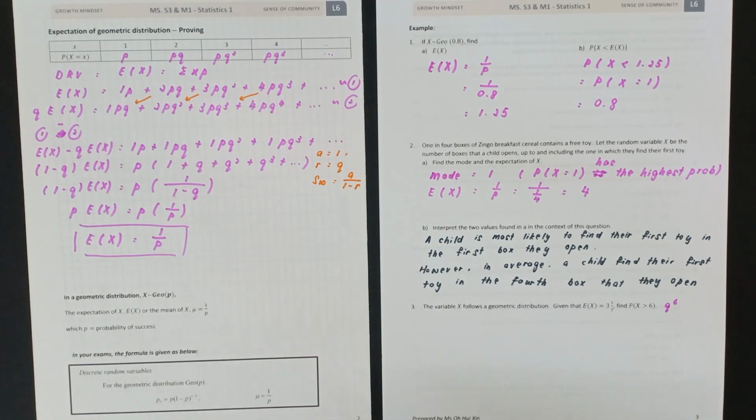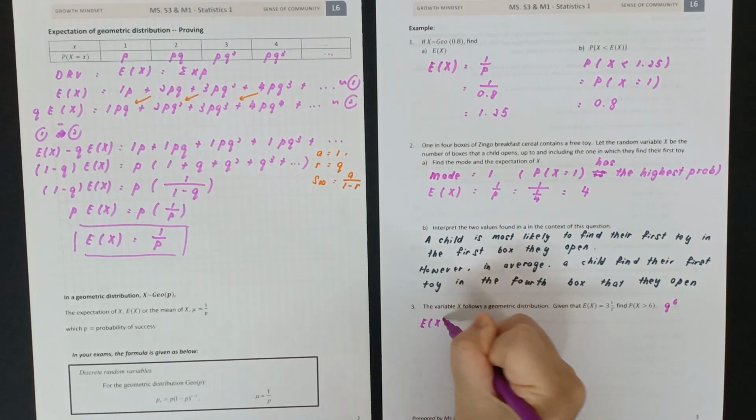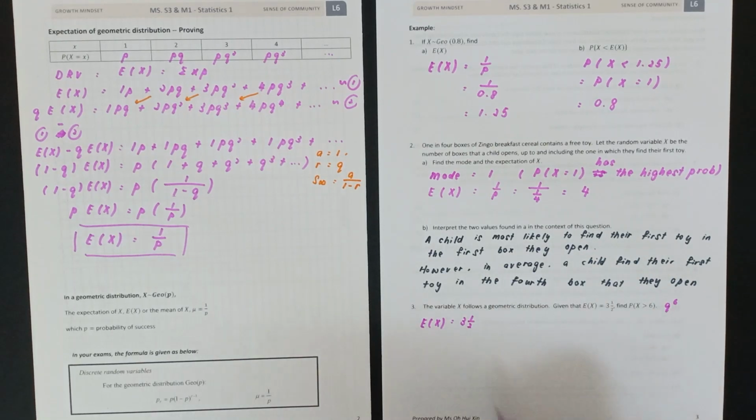So for you to find your Q, you need your P. How do you get your P? You get it from your expectation. So E(X) here equals 3.5, or 7/2. E(X) is basically 1 over P, so 1 over P equals 7/2. Then what is your P? Your P will be 2 over 7. From 2 over 7, you can get your probability of failure, which is 1 minus 2 over 7, which gives you 5 over 7.